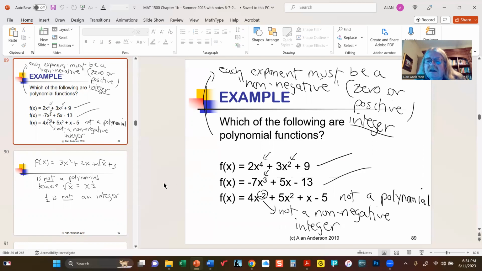But the third one is not a polynomial. You can see why. Most of the terms are okay, but then all of a sudden we have this negative 2 here, and that rules this out as being a polynomial. Okay, so that's all that it takes. One of the terms has an exponent which is not a non-negative integer, and that means it is no longer a polynomial.